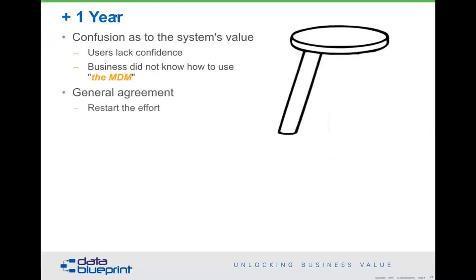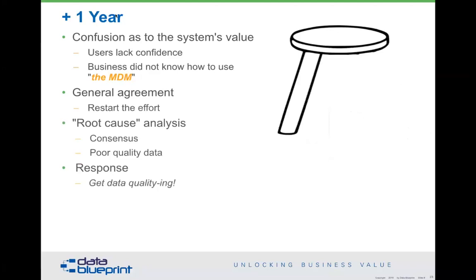Let's do some diagnostics here. All right, so they take a quick look and they say, yeah, we better restart this thing because it's not going to work. So we'll prop that stool back up. And when we did an analysis, there was a general consensus that there needed to be some higher quality data in the master data management solution. And so the response from management was, well, get on it.